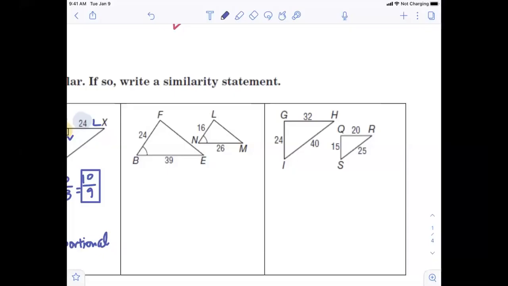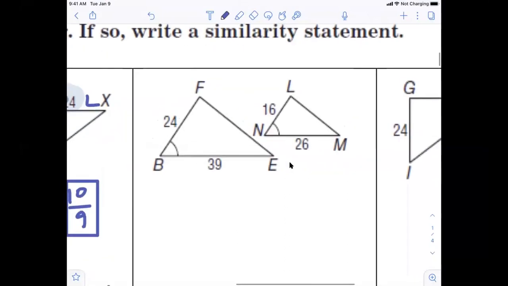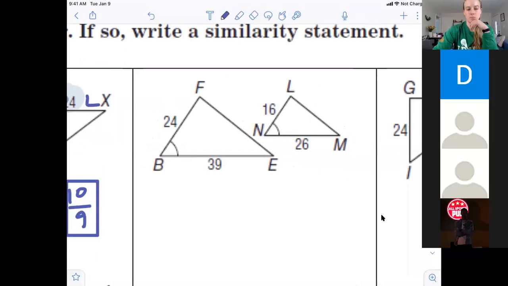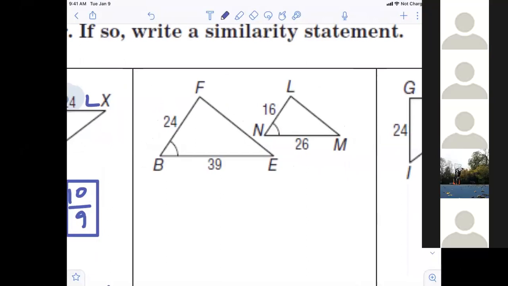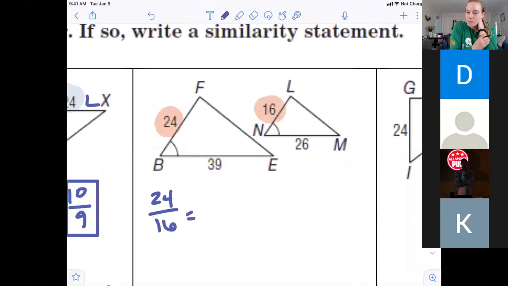Okay, sorry, I was doing something really quick. All right, who can set up one of my ratios for the first one that we have to do? BFA, BFE, and LM. What's one of the ratios I'm going to have? 24/16. Very good. Kamar got kicked out and was the first one to answer a question. Good job. 24/16.